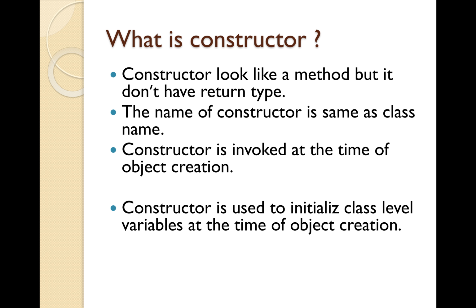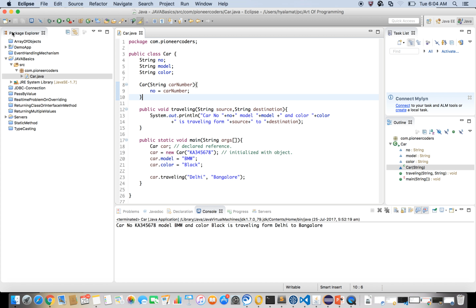What is a constructor? A constructor looks like a method but does not have a return type. The name of the constructor is the same as the class name, and the constructor is invoked at the time of object creation. A constructor is mainly used to initialize class-level variable values at the time of object creation. Let's see with an example how exactly it works.